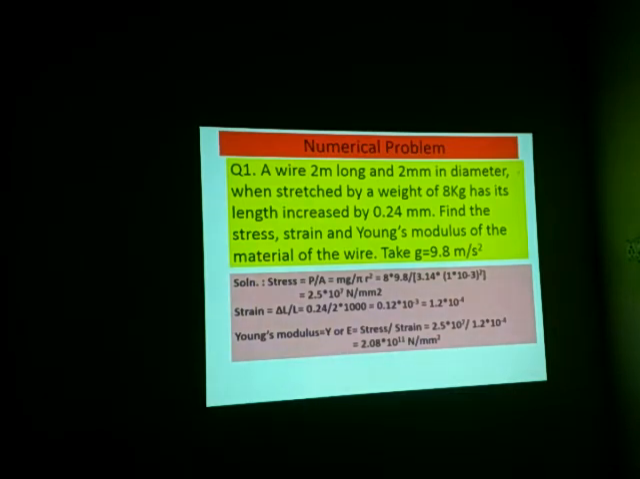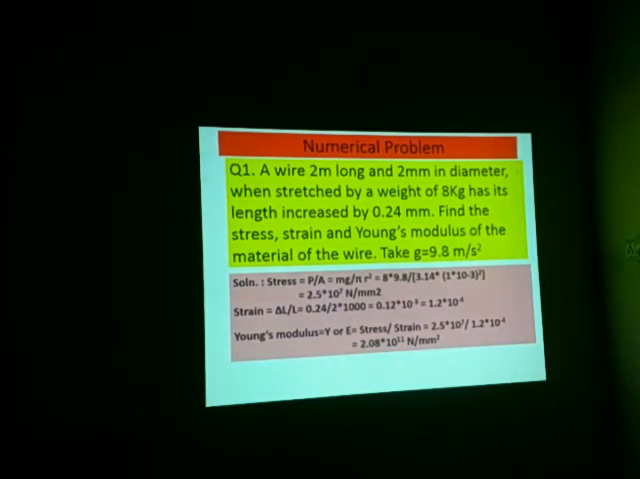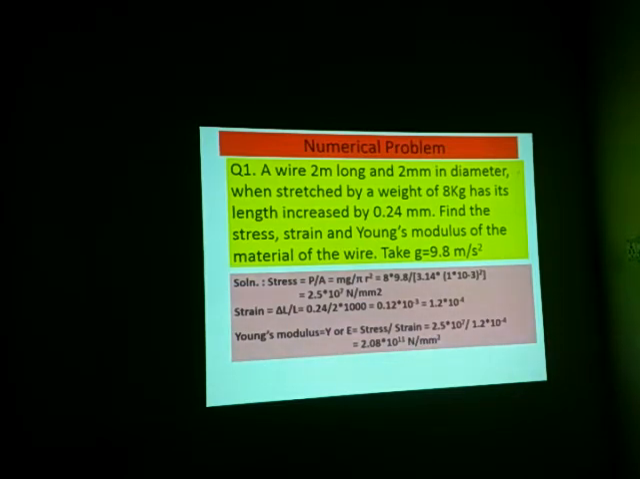So taking the data, this is 8 kilogram multiplied by 9.8 G divided by pi, 3.14, multiplied by 1 millimeter, that means 1 into 10 to the power minus 3 in meter, and to the power 2, it is r square. By calculating this it comes 2.5 into 10 to the power 7 Newton per millimeter square. So this is the value of stress in this question.